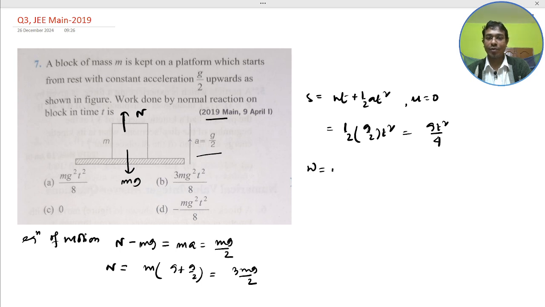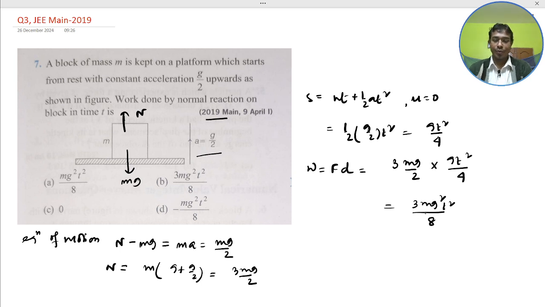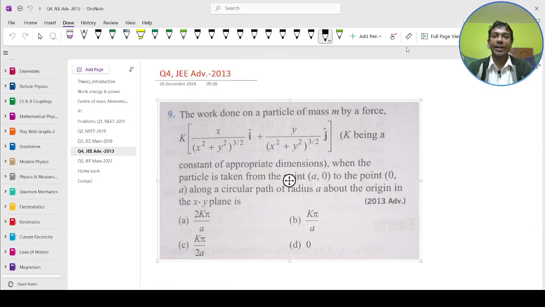So now W equal to F d, force into distance. So 3mg by 2 into, the force, and the distance is gt square by 4, that is 3m g square t square by 8. So B would be our correct answer, 3m g square t square by 8. Go ahead.